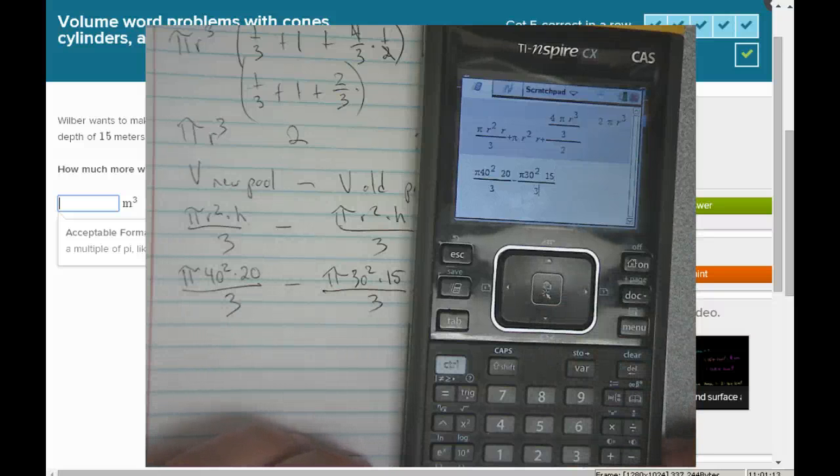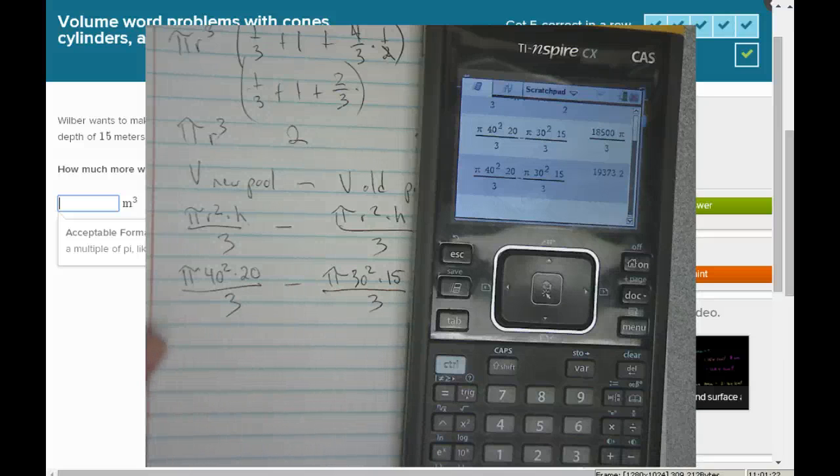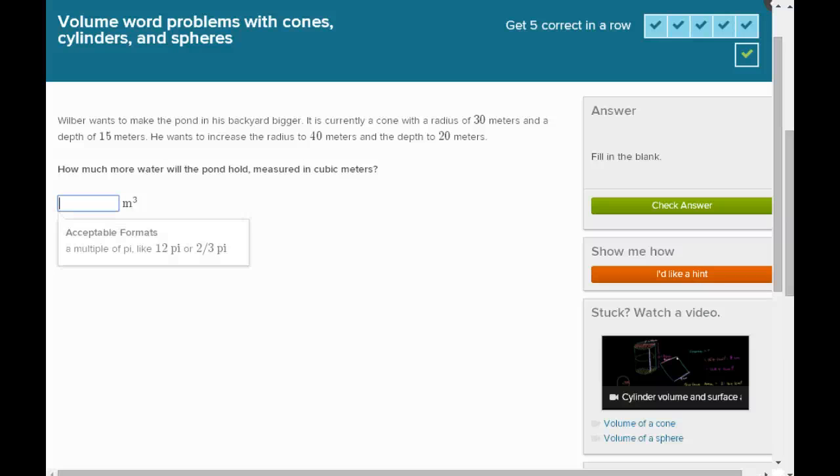Okay, and if I hit enter, I get that answer, which is 19,373.2 approximately. Now this has got pi in it, so I know it's not a rational number. So that's an approximate answer. I hit control divide for the approximate answer. So let's go back here and see, measured in cubic meters. They're not asking me for an approximate. They want a multiple of pi.